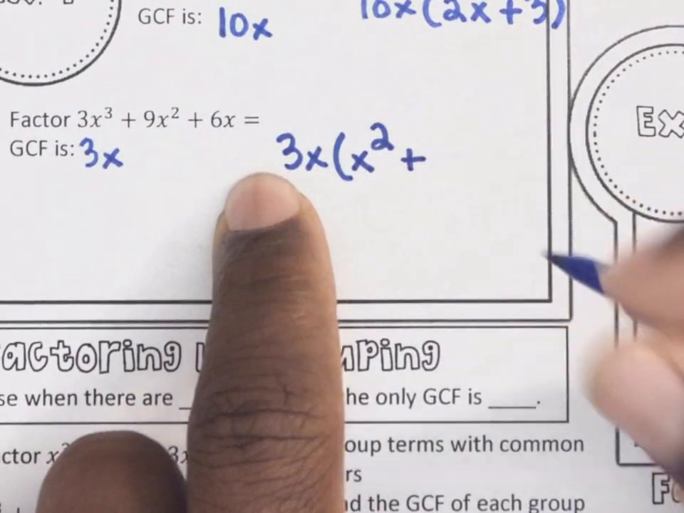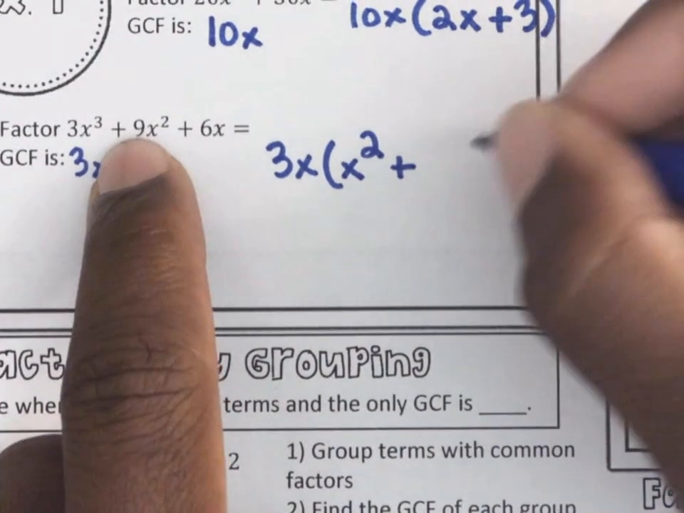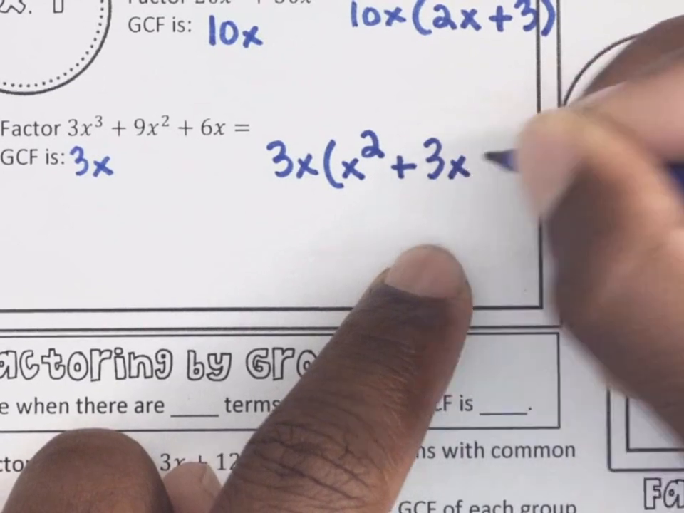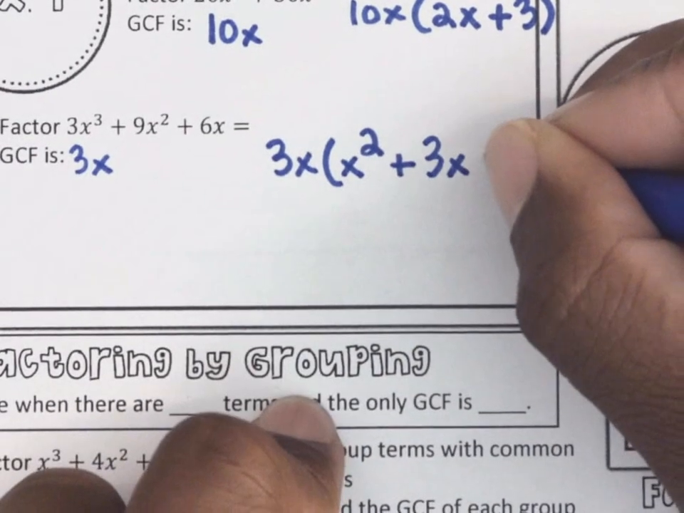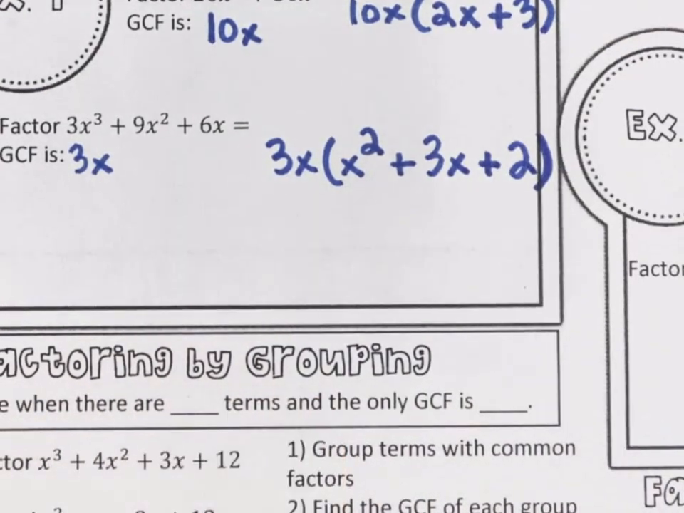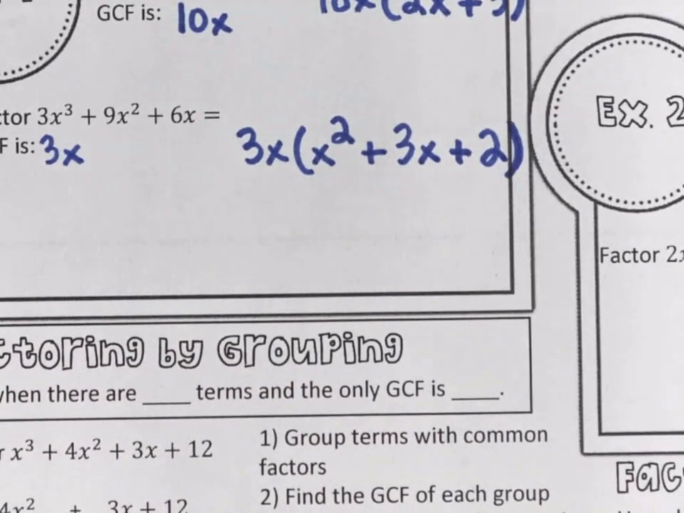Next, I would need 3 times what to get me back to 9? 3. How many X's stay? 1. And then last I got plus 2.